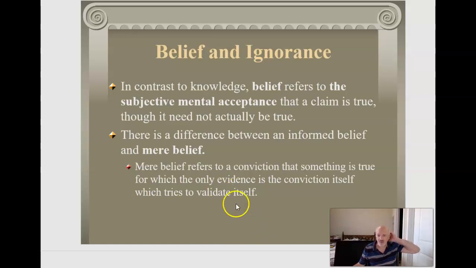So belief and ignorance. If you have a belief, we're calling it a subjective mental acceptance that a claim is true. That doesn't necessarily mean that it is true, of course. There's a difference between informed belief and mere belief. Mere belief is a little bit more radical, far from knowledge, because it says here the only evidence you have if you have a mere belief is the conviction itself, which tries to validate itself. If you have a regular belief as opposed to mere belief, you're probably open to finding out about whether or not it's true.